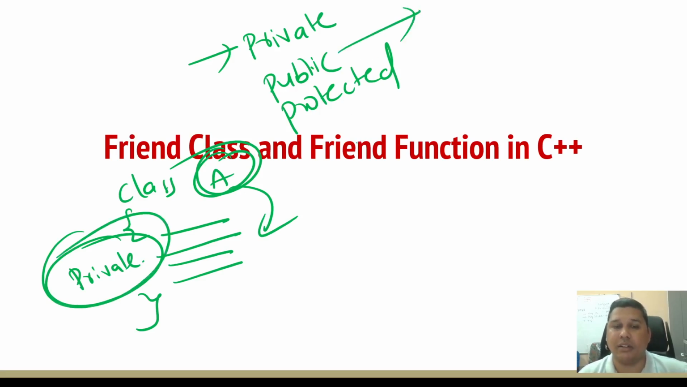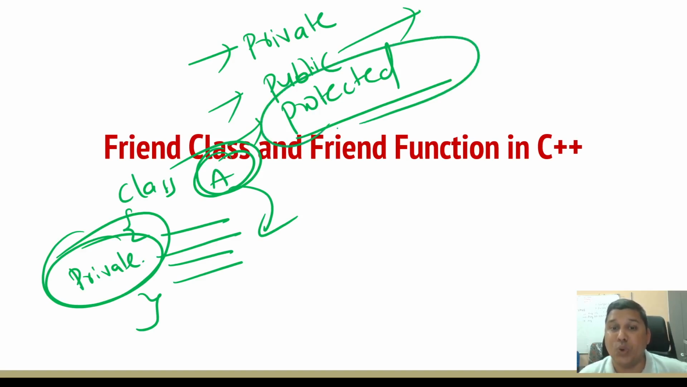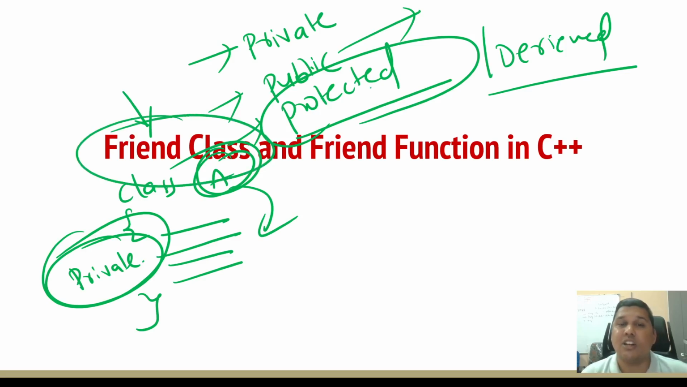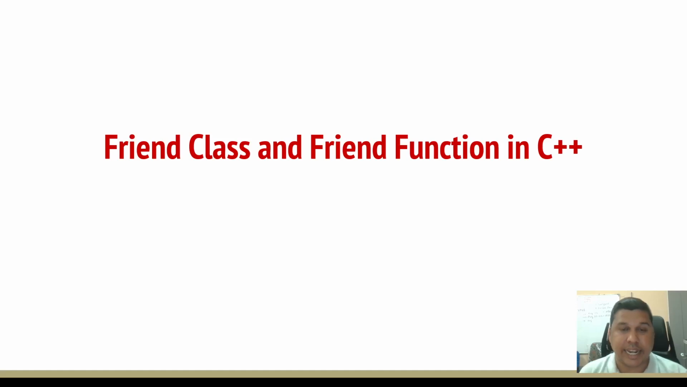Public, the second one. When you declare variables as public, they can be accessed inside the class as well as outside the class. But the third type is protected. When we discussed this protected concept, we said that the protected variables can be used in a friend class or in a derived class. In the derived class or in a friend class, we can use these protected members. Let's try to explore this in detail.